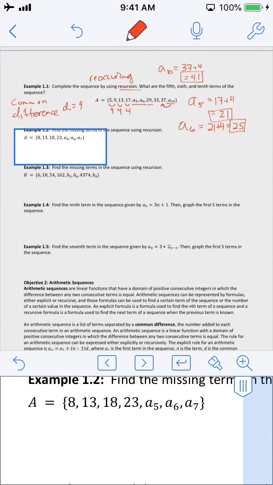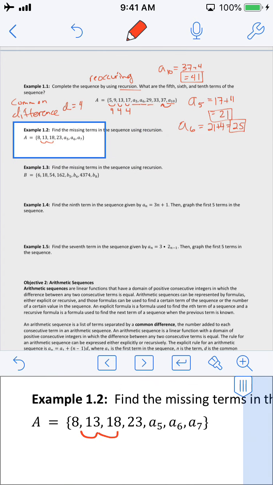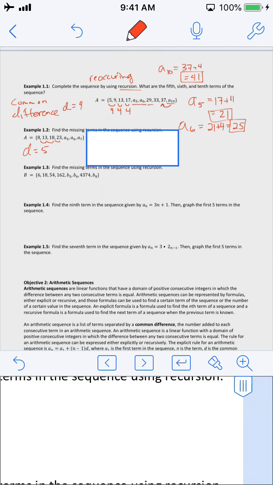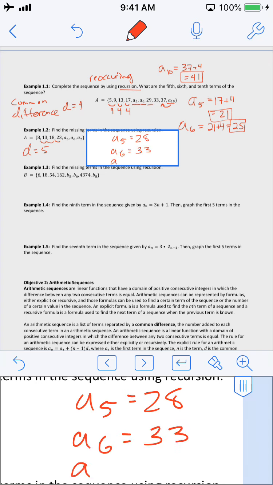Okay, hopefully you had time to pause the video. So here, the common difference, we can see adding 5. And so A5 would be 5 plus 23 is 28. A6 would be 33, and A7 would be 38. Not super bad, right? All right, cool.